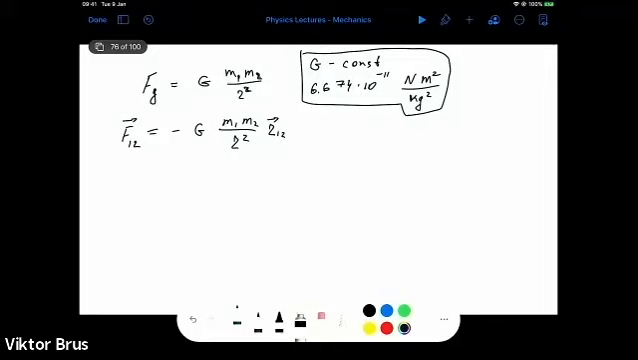And since body 1 attracts body 2, the gravitational force will be along the same line, but in the opposite direction. That's why we have this minus in front of the equation. So this is the vector form of this equation.